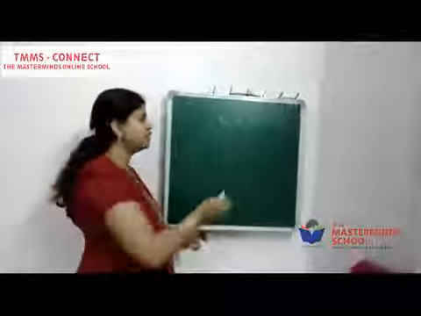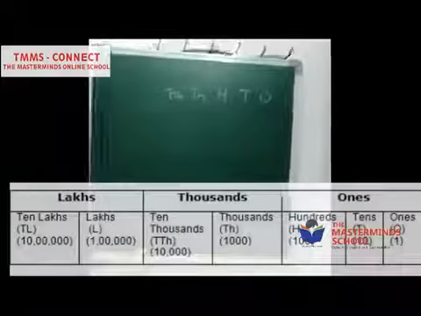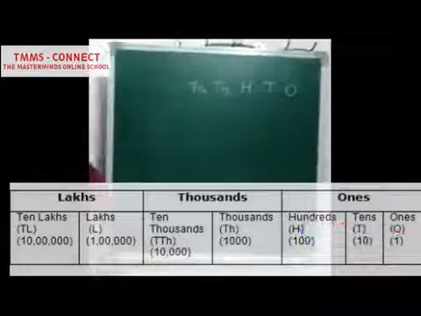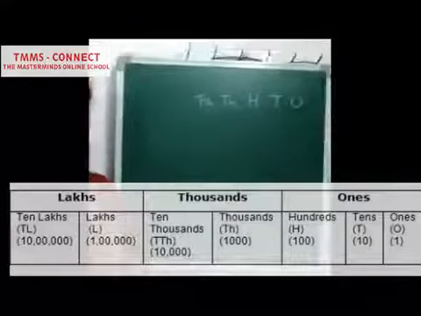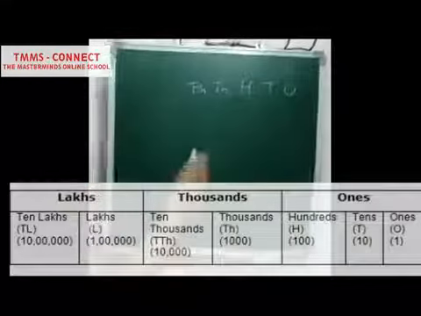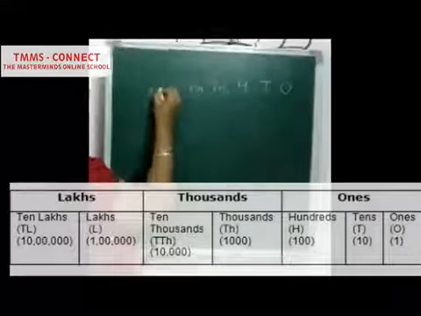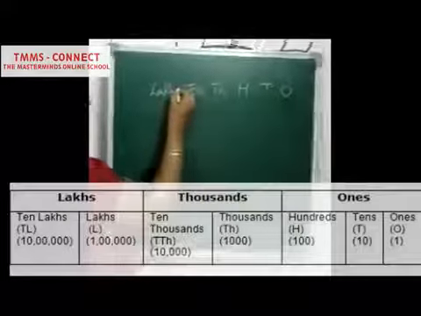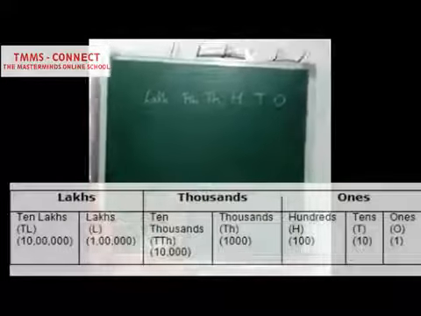So after the 10,000s place, what do we have now? We will have the lakhs place. So we will have lakhs in our 6-digit number. The next place value will be lakh. So this is the place value chart.